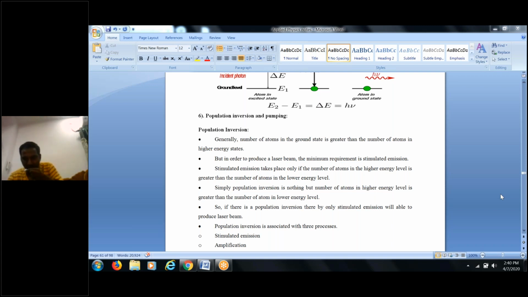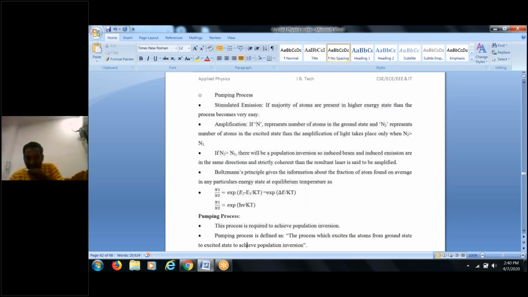And here we have one more doubt regarding optical pumping, but I will tell you a little while later. First I will explain the process of pumping. What is meant by pumping? We have to place more and more electrons in the higher energy level. That means to get population inversion, we have to operate a new process. Such a process is nothing but the pumping process. Pumping is a process which lifts the electrons from the lower energy level to the higher energy level to achieve population inversion. To achieve population inversion, we have to conduct a process known as pumping.